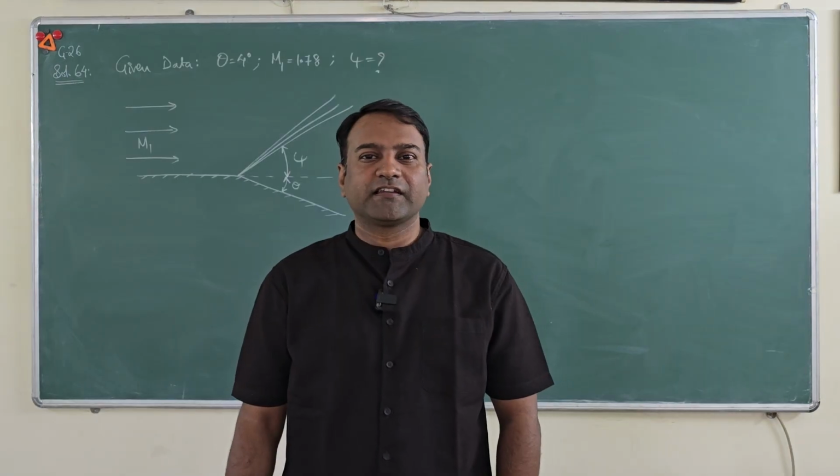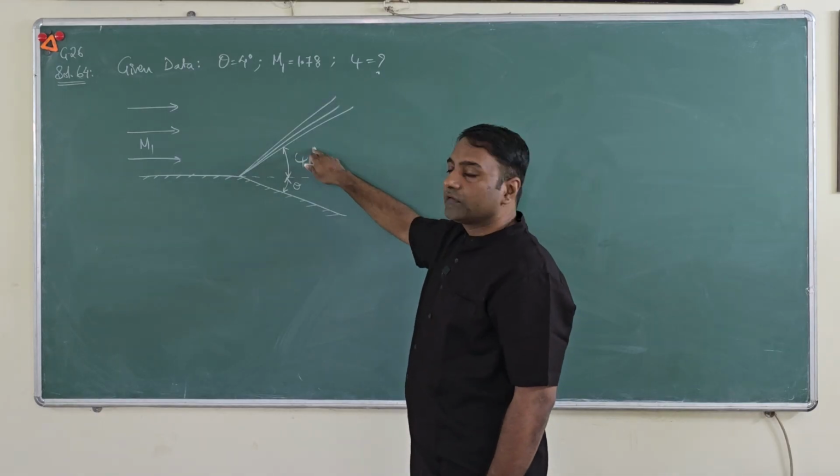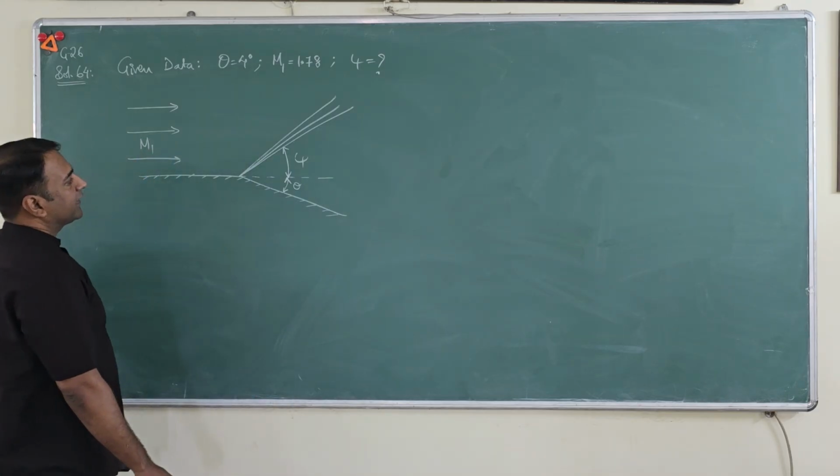Let's solve another gas dynamics question, that is question number 64 from GATE 2026. So in this question they gave the data. The flow turning angle is 4 degree. The Mach number ahead of the expansion fan is given as 1.78 and they want this psi to be evaluated. So let's do this. So this is a Prandtl-Meyer expansion fan.